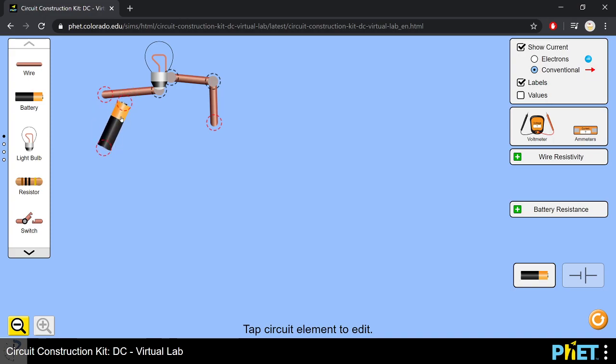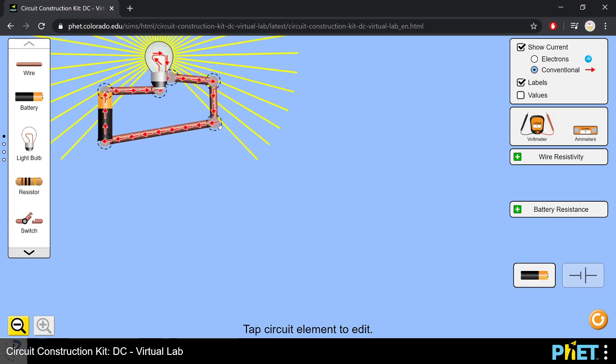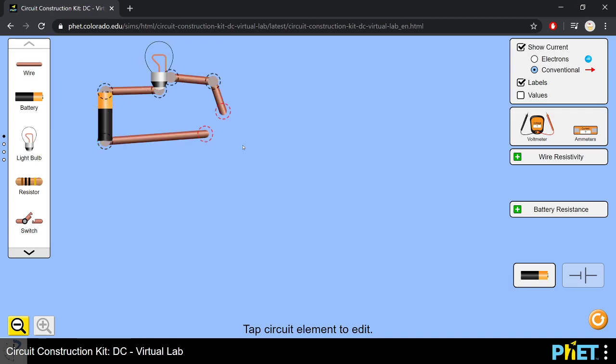It's there, we go. And then we have light. Whoa! Let's turn that off for now.